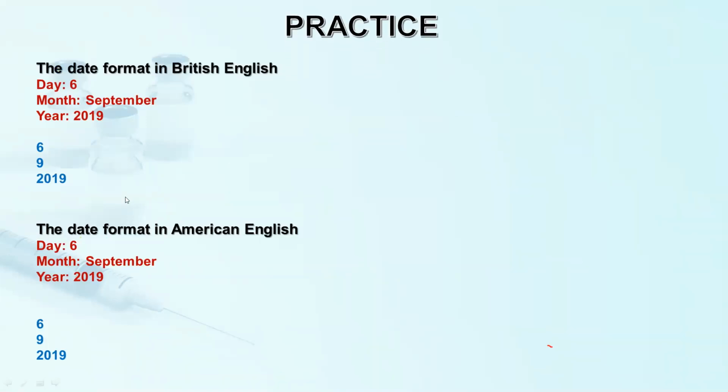Okay, our mission here, please write or answer this question in the chat. How to write this date in British style and again in American style. The day is 6, the month is September, the year is 2019. So please, I'm waiting for your answers.